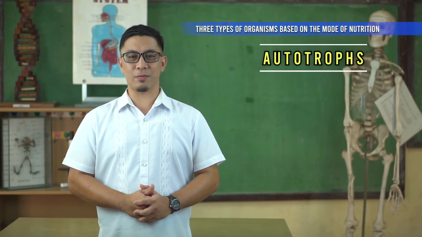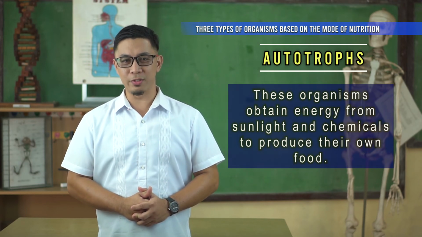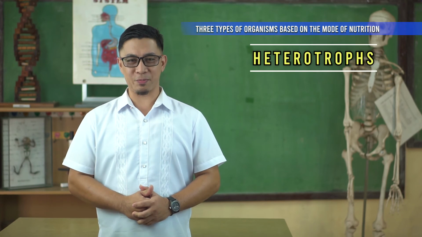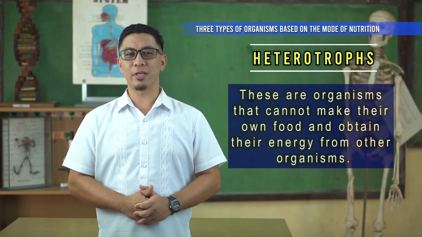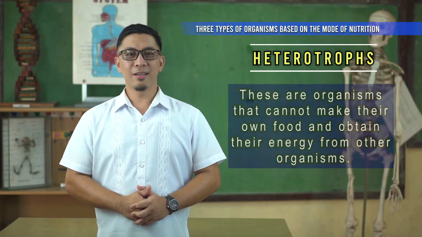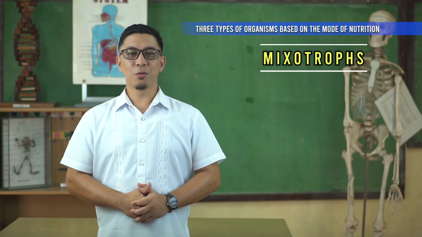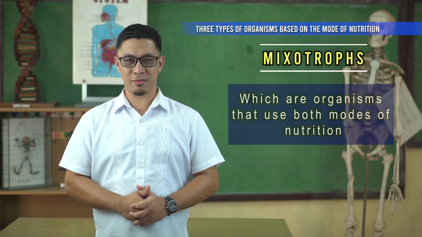First are autotrophs. These organisms obtain energy from sunlight and chemicals to produce their own food. Second are heterotrophs. These are organisms that cannot make their own food and obtain their energy from other organisms. Last are mixotrophs, which are organisms that use both modes of nutrition.